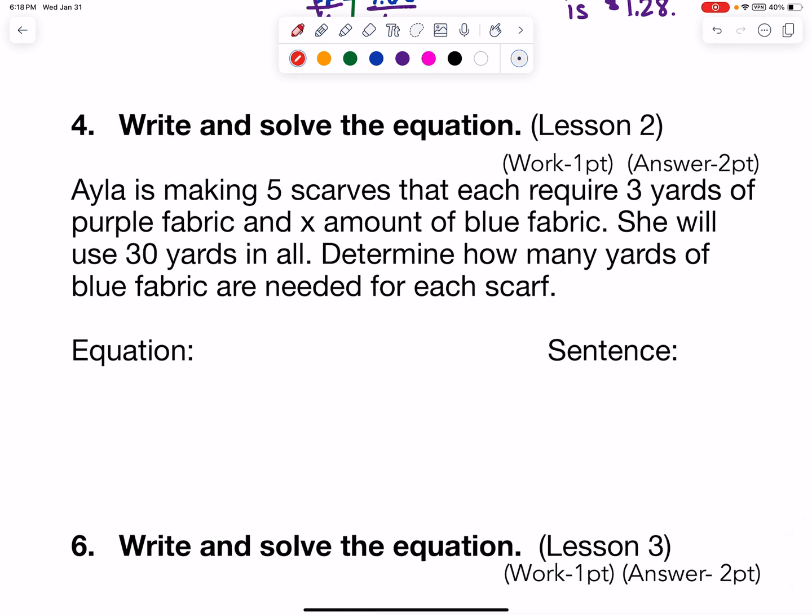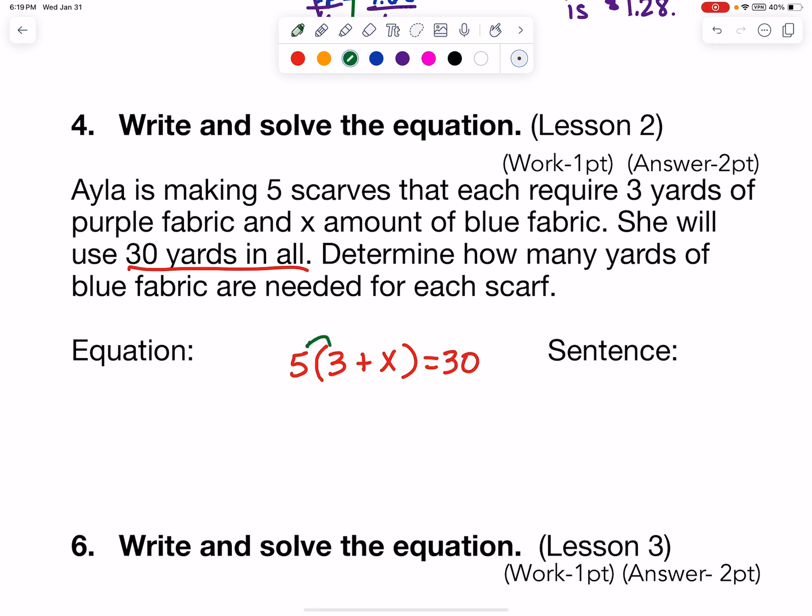So Ayla is making 5 scarves. That's my multiplier. What does each scarf require? Let's see. Each scarf requires 3 yards of purple fabric. So I'm going to create my parentheses. 3 yards of purple plus an x amount of blue. So that's what one scarf is, 3 purple plus a certain amount of blue. We're going to multiply that out to 5 scarves, and the total is 30 yards in all. So it's going to equal 30. It's a pretty common pattern.